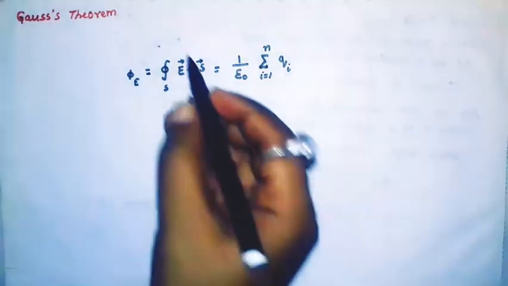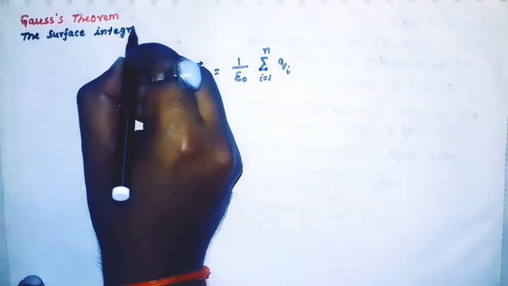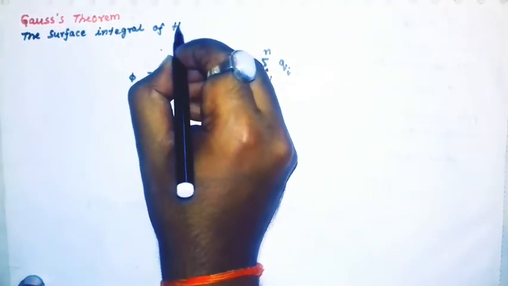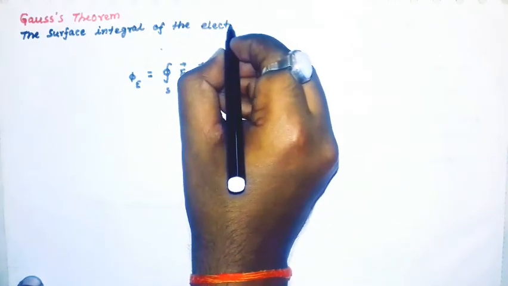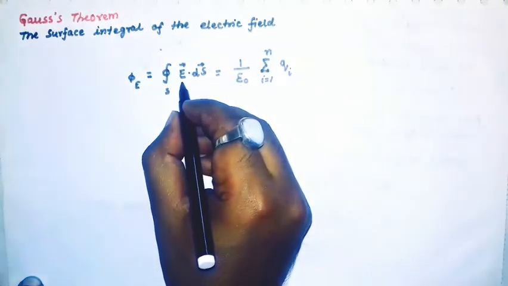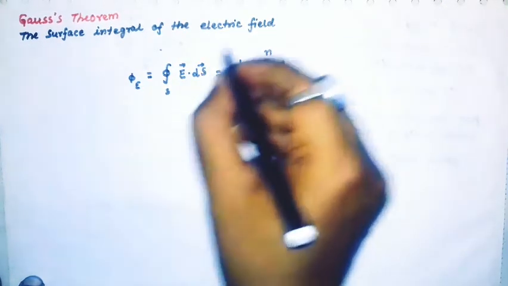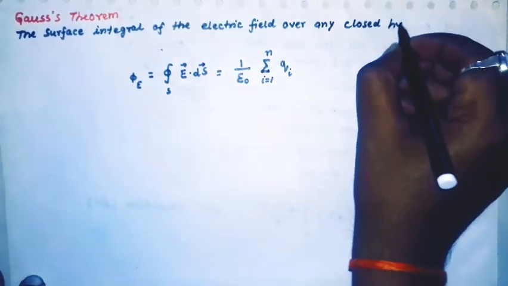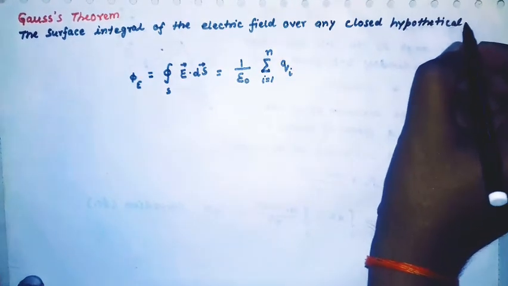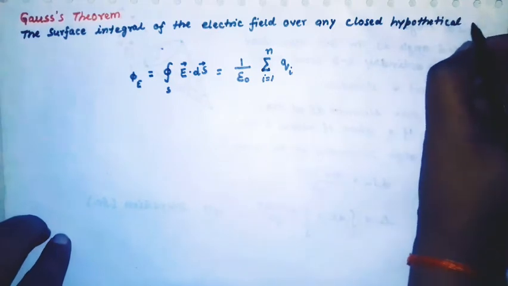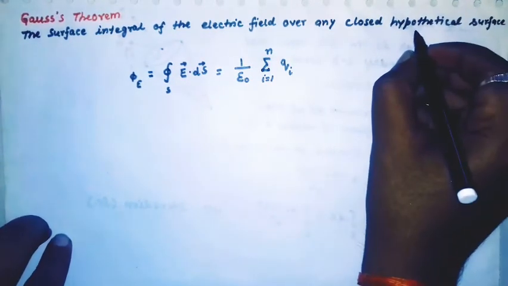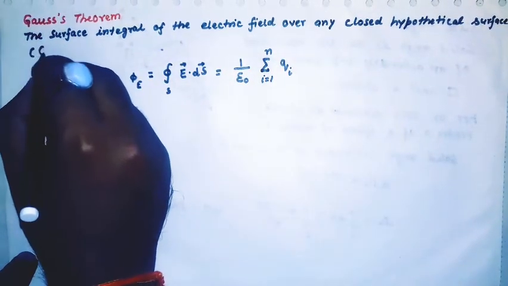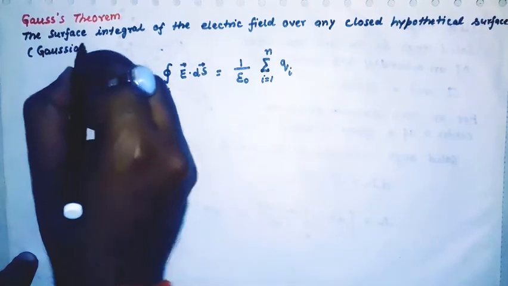So the statement of Gauss theorem can be written as the surface integral of the electric field intensity, this quantity E, over any closed hypothetical surface, and that hypothetical surface is also known as Gaussian surface or Gauss surface. So this is nothing but Gaussian surface.